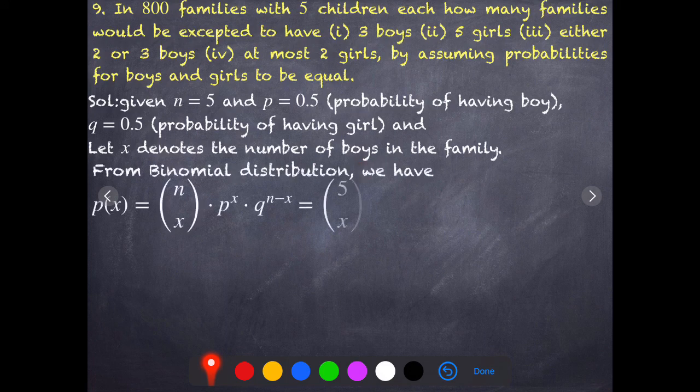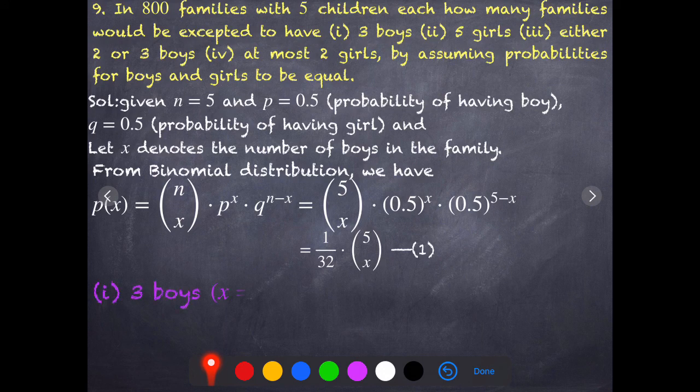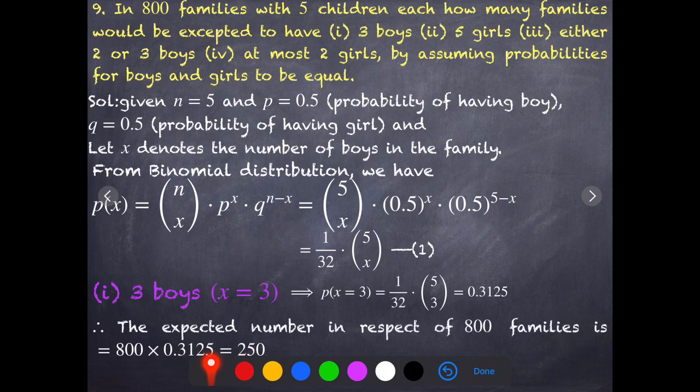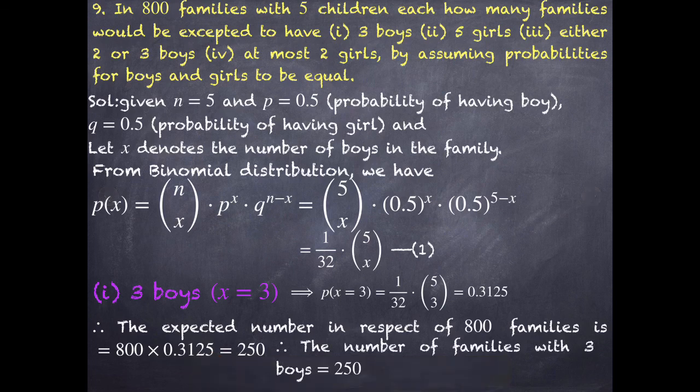So from the binomial distribution, write the formula nCx p power x q power n minus x. Substituting the values of n, p, q, we will arrive at this one. Observe here 0.5 power x and 0.5 power n minus x will combine, and we will get 0.5 power 5, that is nothing but 1 by 32 times 5Cx. Okay, 3 boys, that means x is equal to 3. So substitute x is equal to 3 in equation number 1, we will get 0.3125. Now with respect to 800 families, multiply by 800, we will get 250. Therefore the number of families with 3 boys is equal to 250.